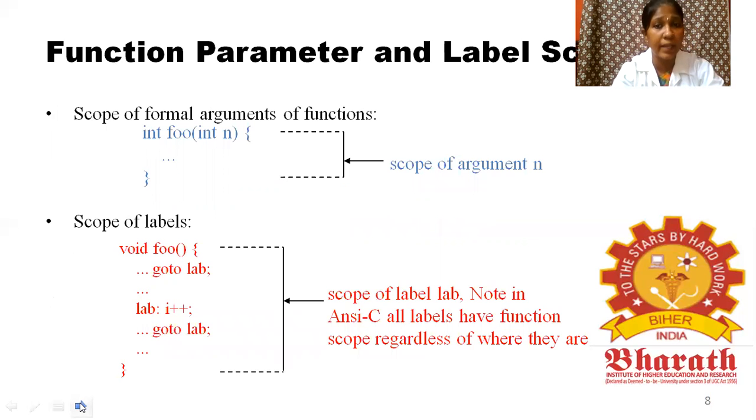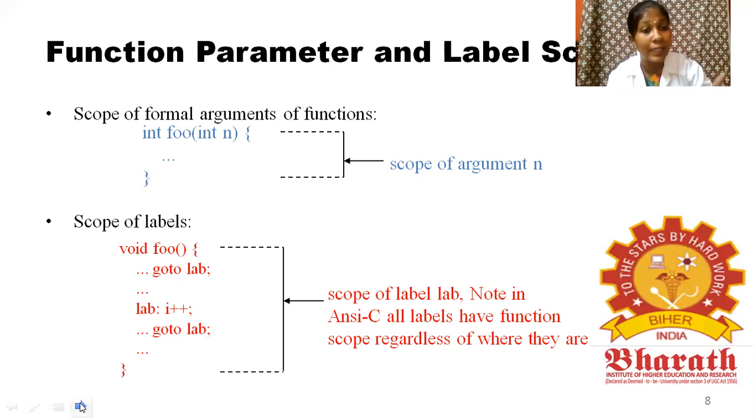Next is the function parameter and the label scope. Scope of formal arguments of functions: here they have given int FOO, where FOO is your function. In brackets we have int n, where n is your argument. The argument's scope is only inside the curly braces that start with that function and end where the closing brace comes. That is where the function ends, so inside that function alone the int argument will be applicable.